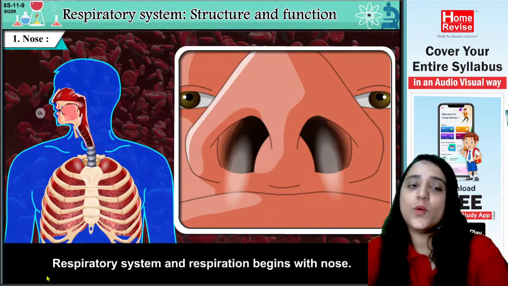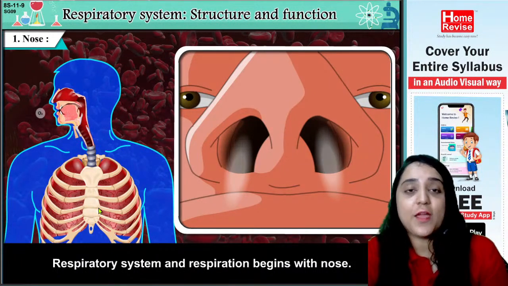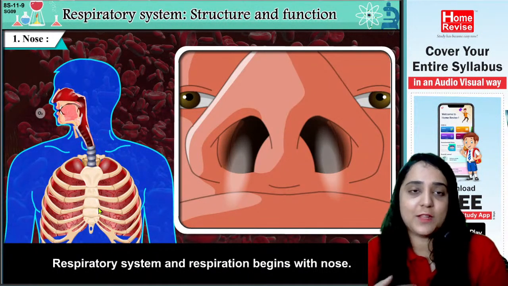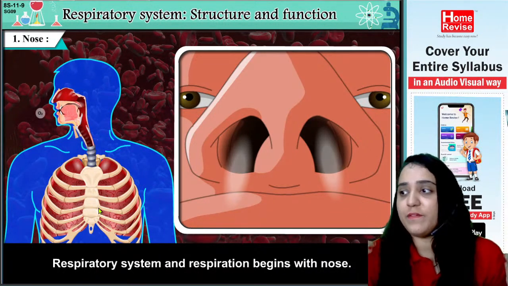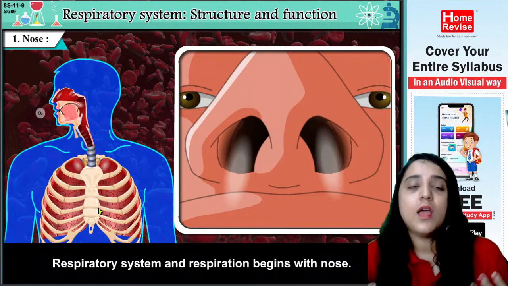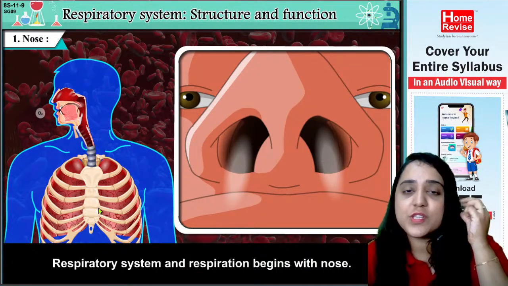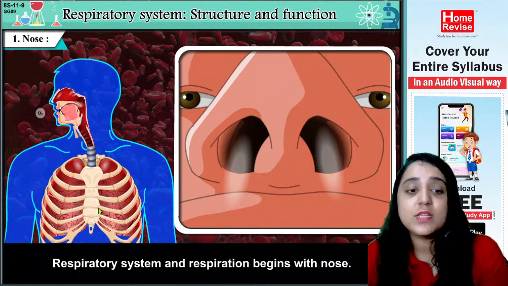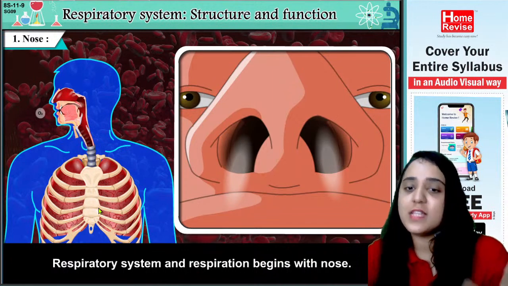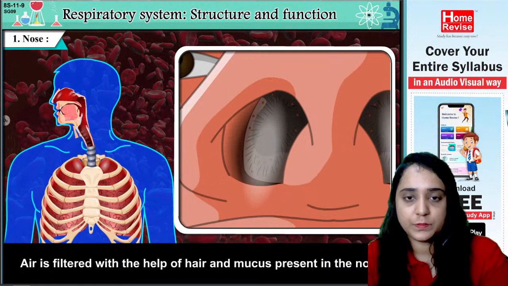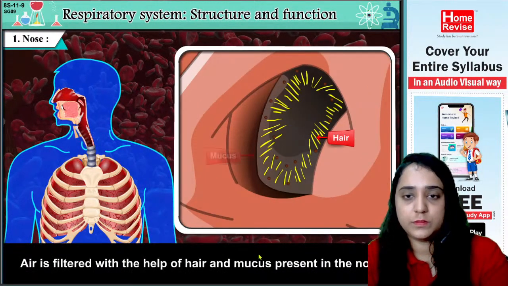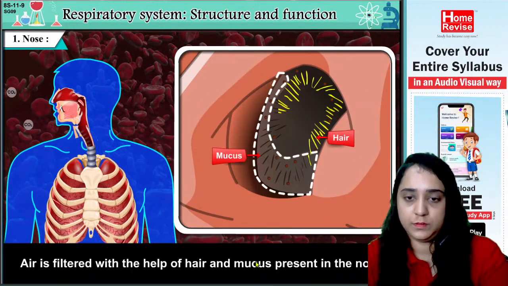As we all know, the first very important part of the body when we talk about respiration, inhalation, and exhalation, the first thing which is required is the nose. All the respiratory things begin with the nose. Yes, please pay attention. Air is filtered with the help of hair and mucus present in the nose.